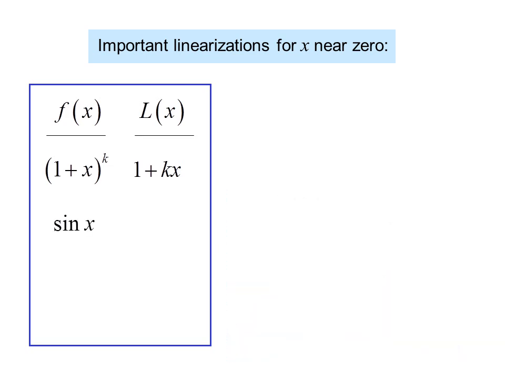Sin x is approximately equal to y equals x when x is near 0. Cosine x is approximately equal to 1 when x is near 0. And tangent x is approximately equal to x when x is near 0.